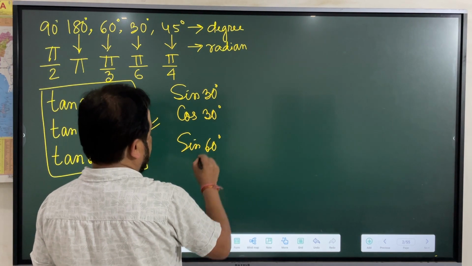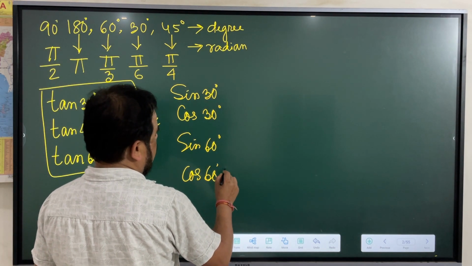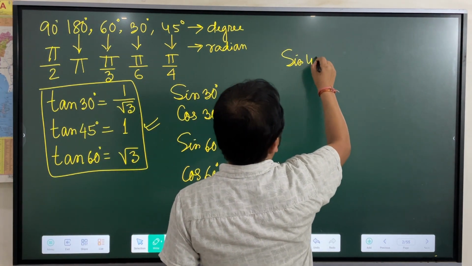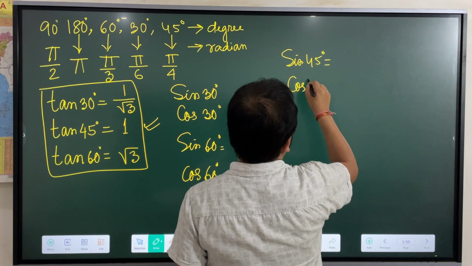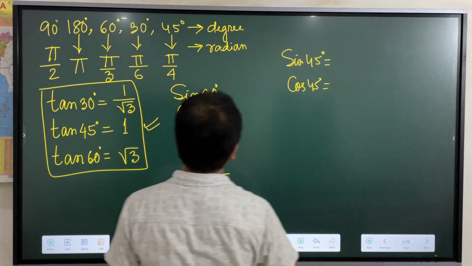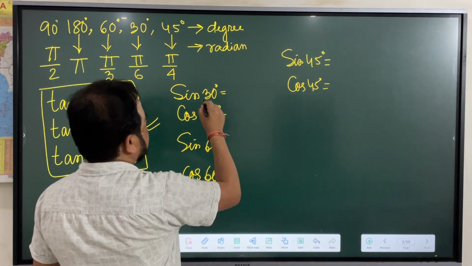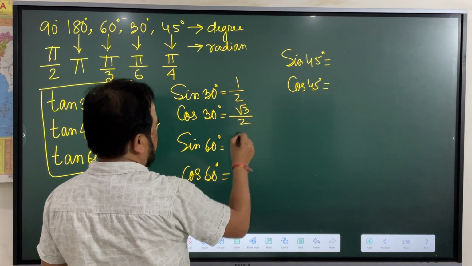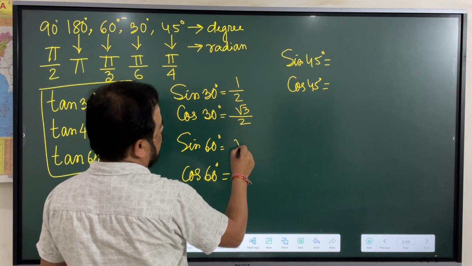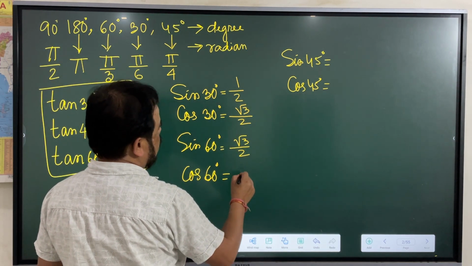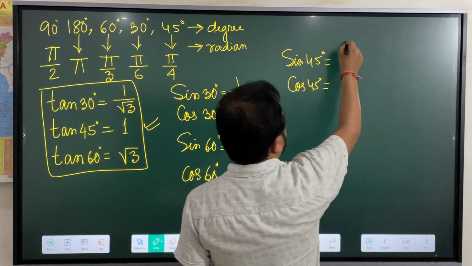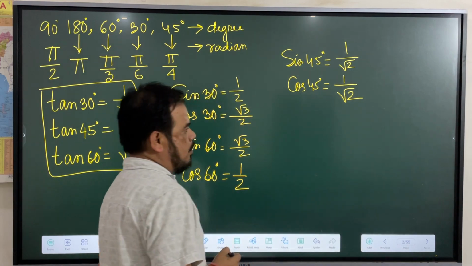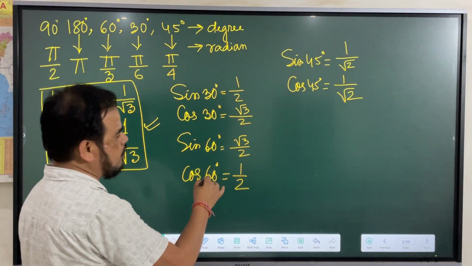Sin 60 degree, cos 60 degree, then sin 45 degree and cos 45 degree. This also you have to learn the value. Sin 30 degree is 1 by 2, cos 30 degree is root 3 by 2. Sin 60 degree is root 3 by 2, cos 60 degree is 1 by 2. Sin 45 degree is 1 by root 2, cos 45 degree also 1 by root 2. Same value. So this one also you have to learn. Sometimes it will be needed.